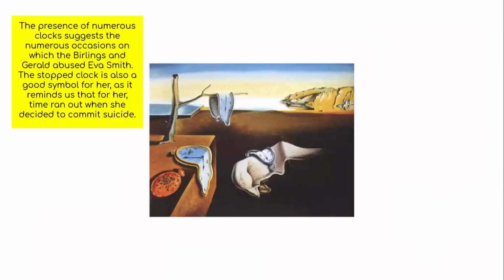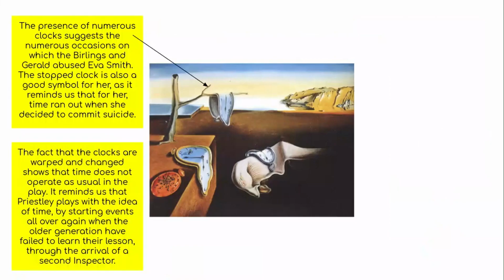Okay, one more time. This is some of the stuff that occurred to me. The presence of a lot of clocks suggests the frequency with which the Birlings and Gerald abused Eva Smith. It happened a lot of times. The stopped clock is also a good symbol for her, as it kind of reminds us that she was literally stopped by the suicide. Her time ran out, if you like, far before it should have done, but it very much ran out.